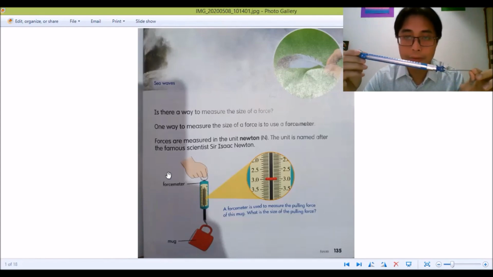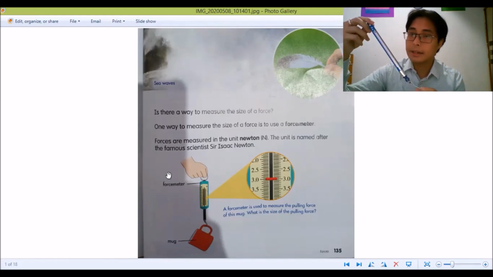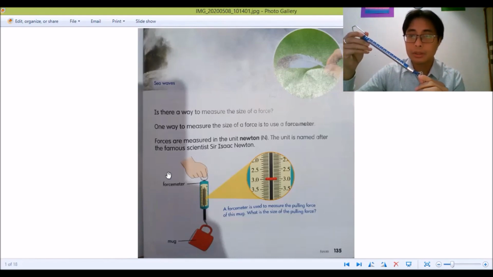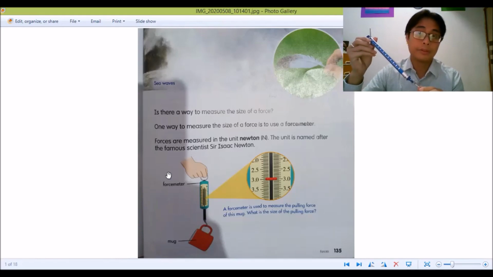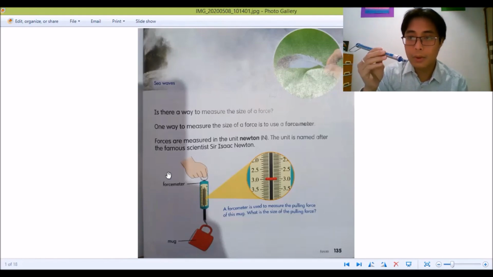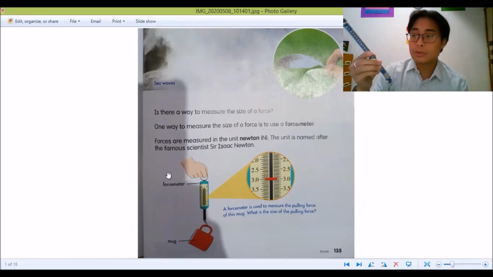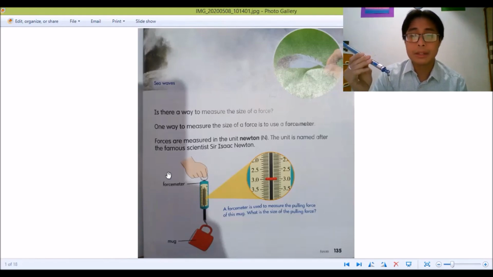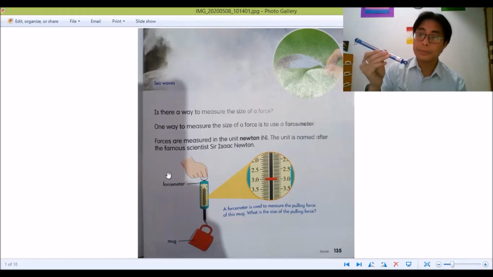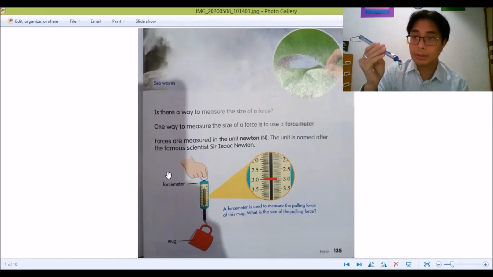It looks different from the example in the book, but I got it from our school science laboratory. If you have this tool at home, you can use it and it's good to try it for yourself. But if you don't have this at home, it's okay. No need to buy. Later I will show the demonstration of how to use this.